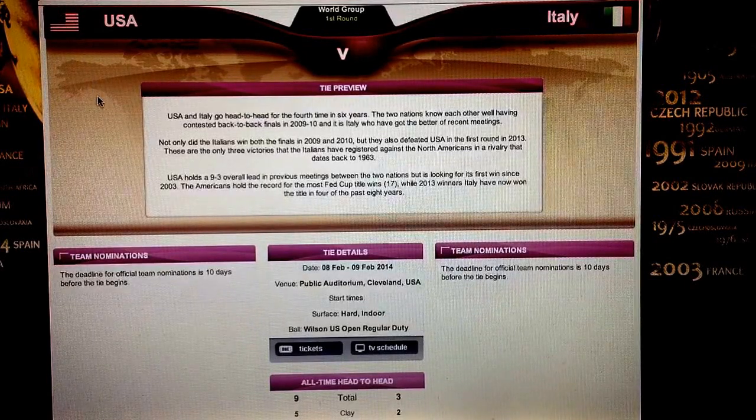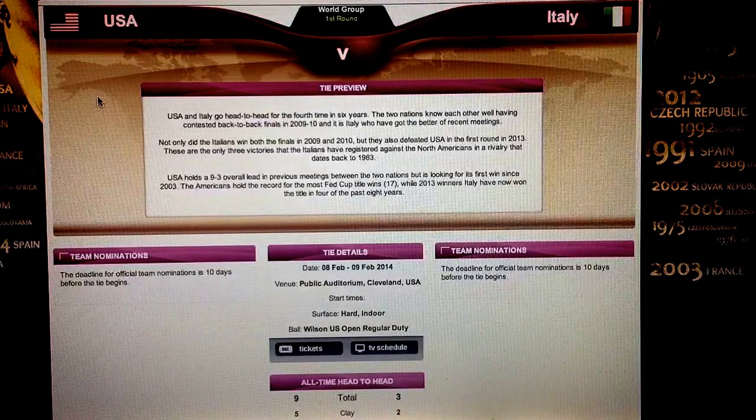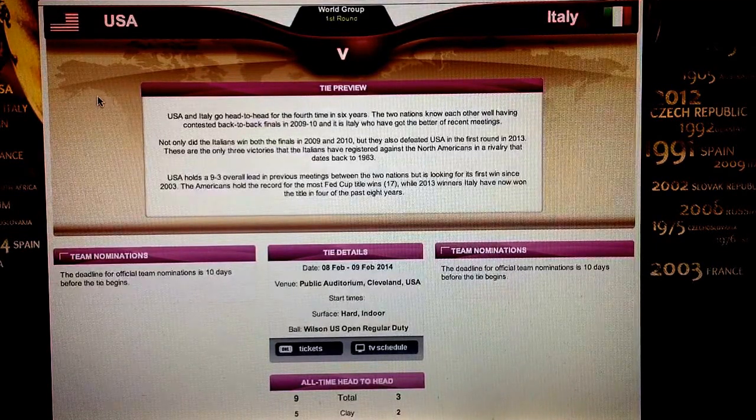Cleveland, Ohio. And I'm a big Ohio State Buckeye fan. I was born in Dayton, Ohio. Not up north, but that's southern Ohio. But anyways, Cleveland, Ohio.